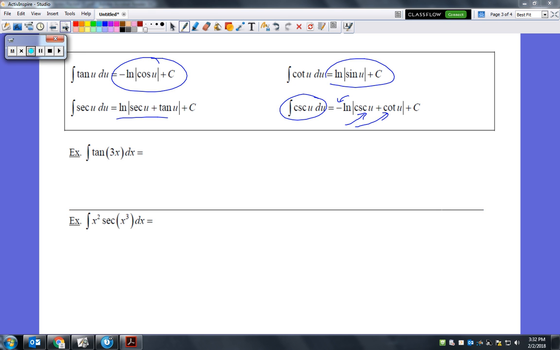So, guys, if you want to be safe and you're good with memorizing stuff, just memorize this table exactly how you see it. Now, because of the absolute value, can we actually have the negative natural log, and then inside also have cosecant u minus cotangent u? You can.